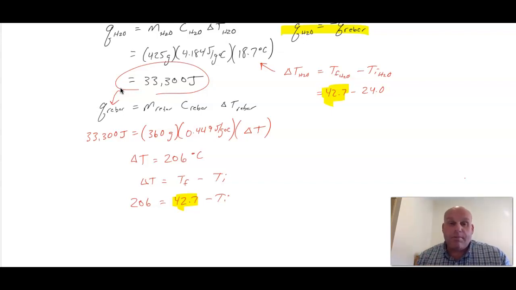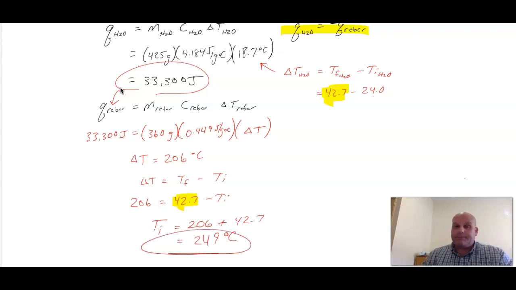So that's a really important piece to not miss, because remember, when the warmer object and the colder object come in contact, heat flows from warmer to colder until we reach thermal equilibrium, in which the temperature doesn't change. So that's another key component of a calorimetry problem. Anyway, back to our problem here. This would mean that our initial temperature would equal 206 plus the 42.7, or approximately 249 degrees Celsius.